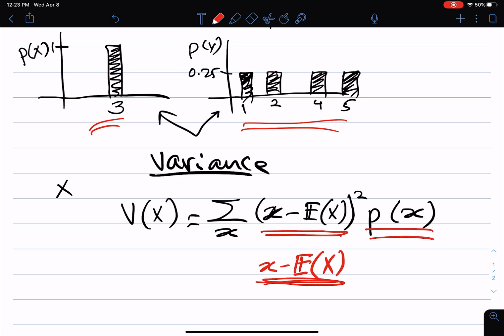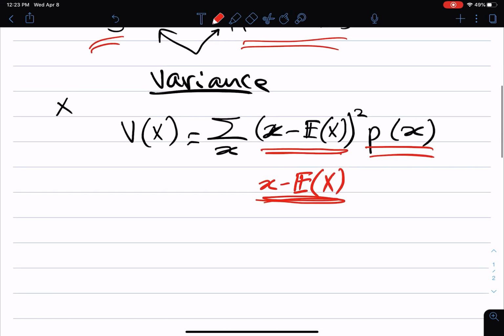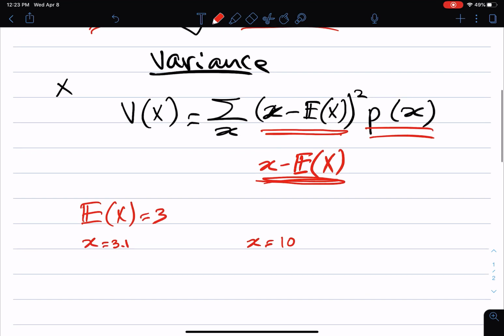And the additional thing that comes from the square is that it amplifies big distances more. So if you think about, let's say, E of x is 3 as we saw before. Let's look at one simple x to be, let's say, 3.1, and another little x that is, let's say, 10. If you look at this here, x minus E of x is 0.1. 0.1 squared is 0.01. Okay, so it's a very small distance from the mean.